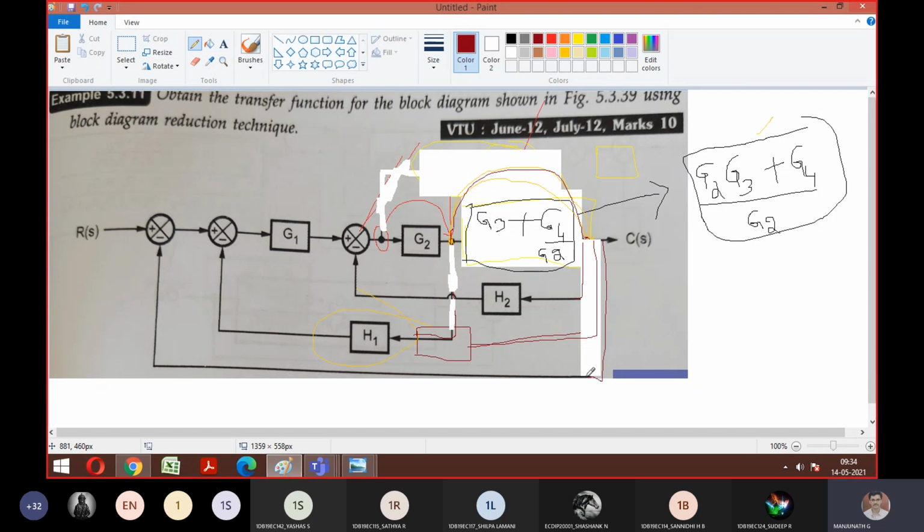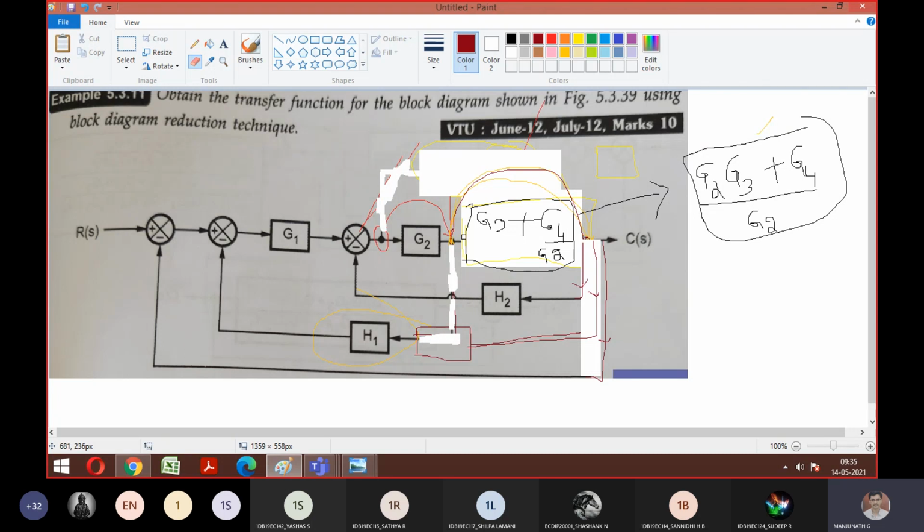So three separate parts I have made, and be careful, the arrow mark should be from output to input. This is the only thing you should be very careful about. Okay. So this answer I told you. This answer is nothing but 1 divided by. See why you got 1 divided by.